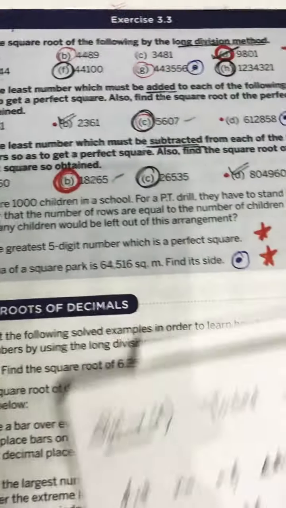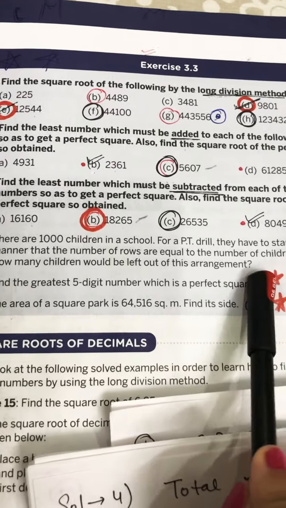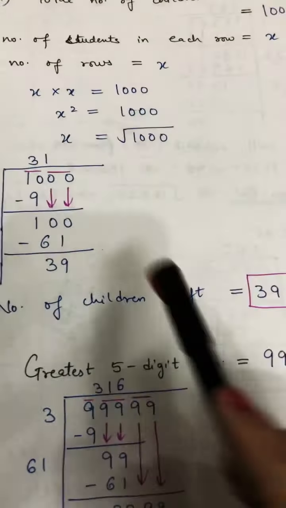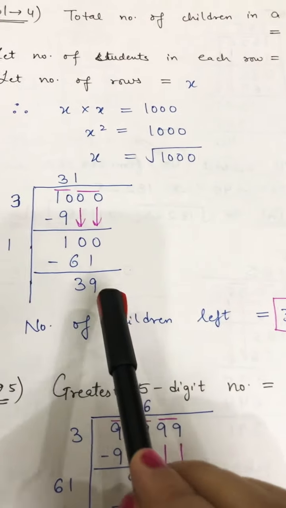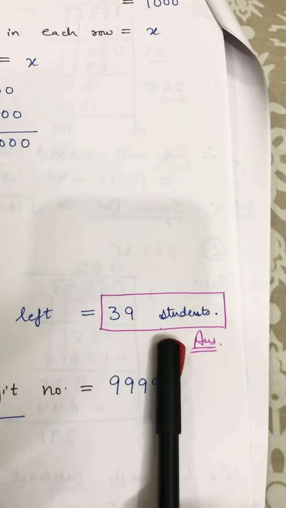They have asked how many children would be left out of this arrangement. So whatever your remainder is, that is your answer. So the number of children left is equal to 39 students.